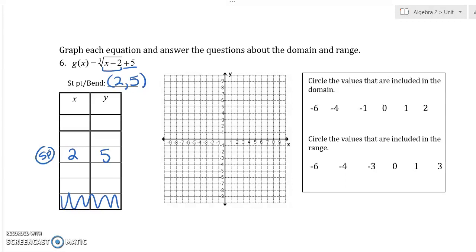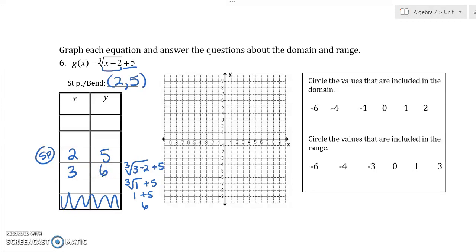Now, with cube roots, there's no undefined section. All the points will apply. So we just got to pick the right and easy numbers. Okay. I'm going to go ahead and start with, I'll do 3. And let's see what happens when I put in the cube root of 3 minus 2 plus 5. Well, the cube root of 3 minus 2 is 1. And the cube root of 1 is 1. 1 plus 5 is 6. So that's going to give me a value of 6.